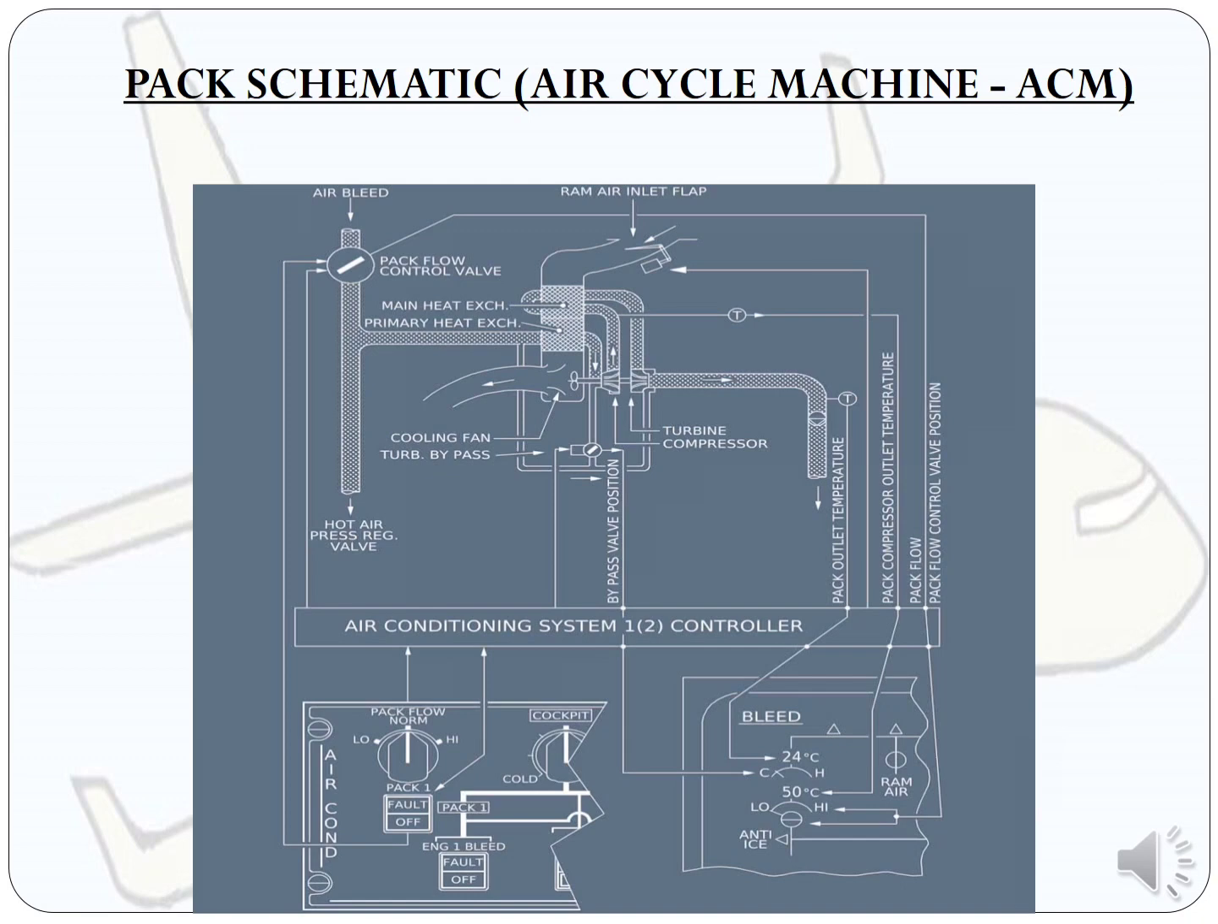This is a schematic of the pack or air cycle machine, that is ACM. Normally ACM is used for cooling the air. Here we can see when we are getting air from the pack flow control valve, directly sent to the primary heat exchanger. It will cool the air.